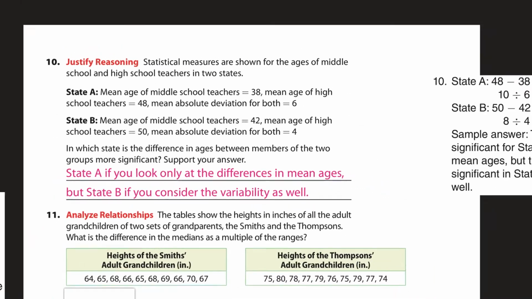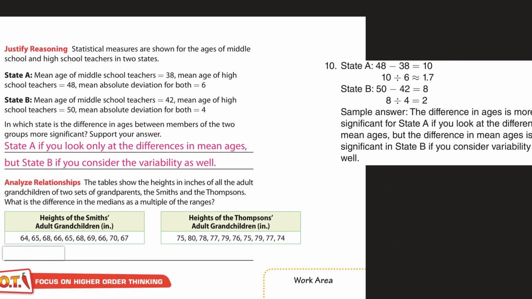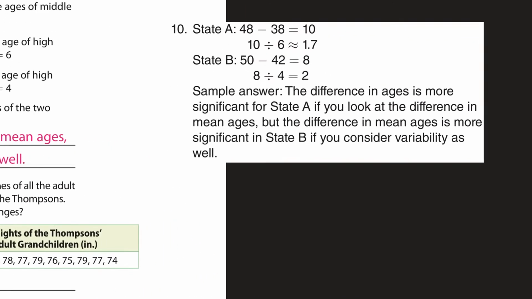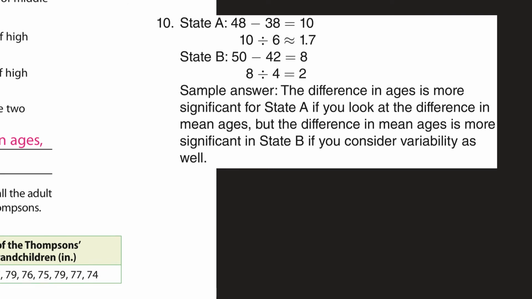And I believe I have some more information here. If we look at state A and we look at the difference in the means, the difference in the means here is 10, divided by the mean absolute deviation of 6. We got the difference in the means as a multiple of the mean absolute deviations is 1.7, and then in comparison for state B, it's 2. So comparing those two here, we can further say the same kind of answer shows up where the difference in the ages is more significant in A.